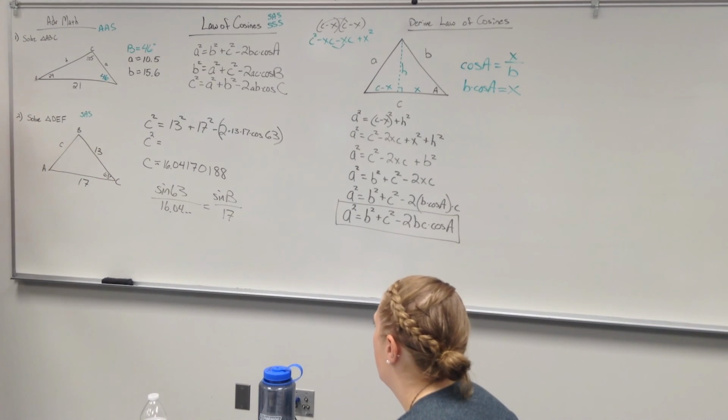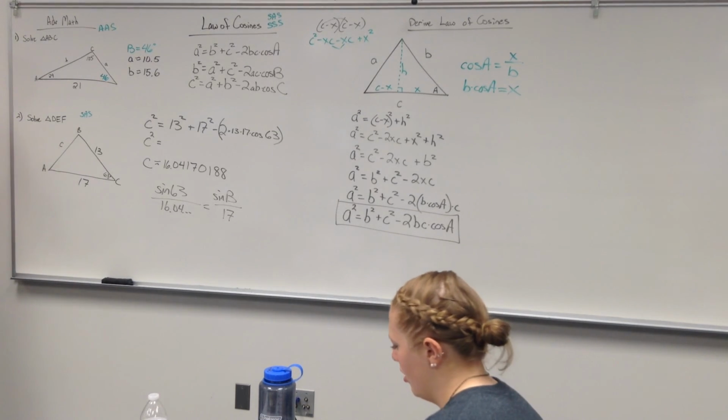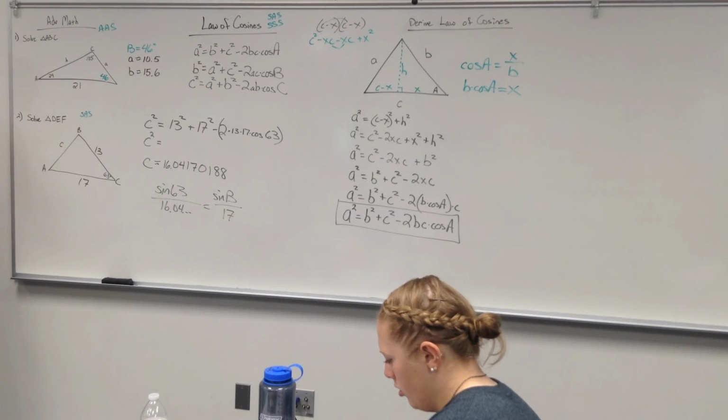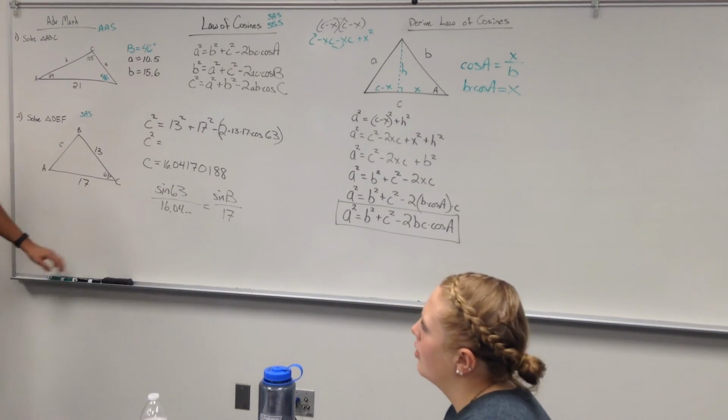So then what do you have to do to that to figure out what angle b would equal? Not divide it. Inverse. Inverse sine it. Inverse sine that answer. Alright, so that's it. Pause the video for me, please.